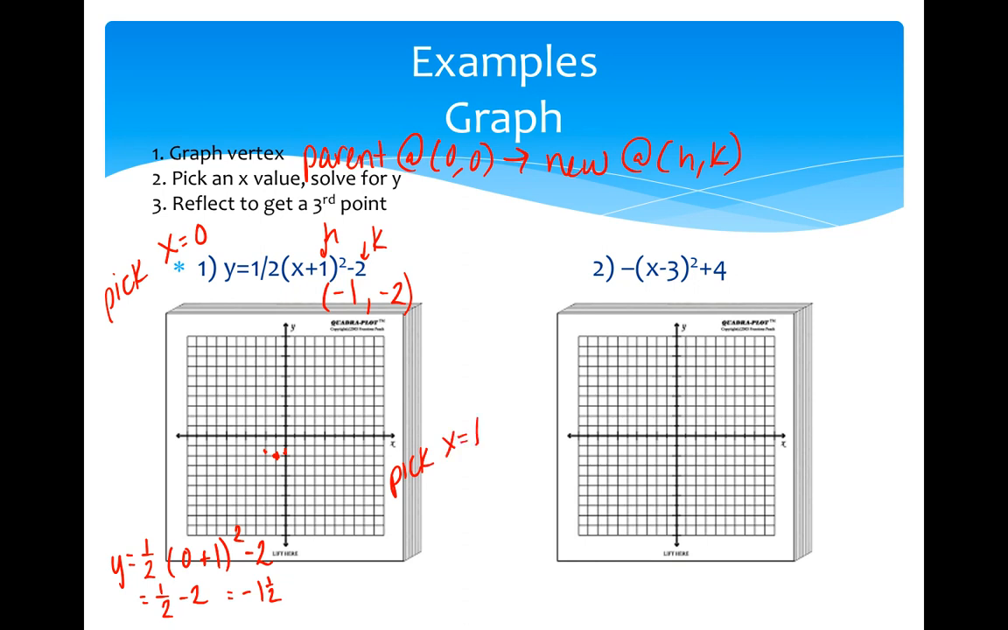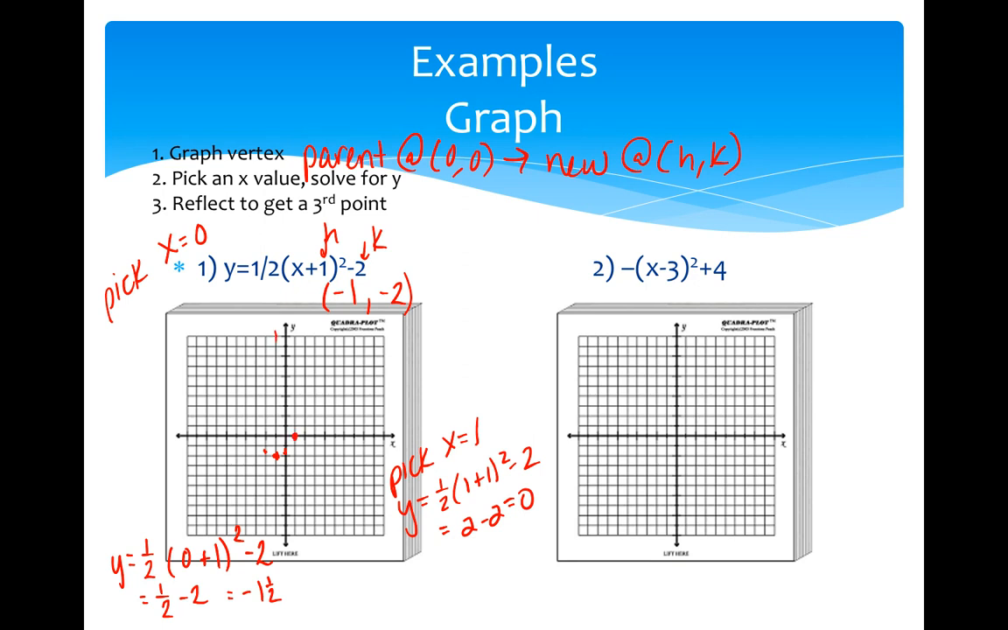Maybe I pick x equals 1. Okay, so if I plug in x equals 1, I now have y equals that 1/2. It's then 1 plus 1 squared minus 2. So 1 plus 1 is 2. 2 squared is 4. 4 times 1/2 is 2. So 2 minus 2 gives us 0. So I have a point at x equals 1, y equals 0. I could plot that point.